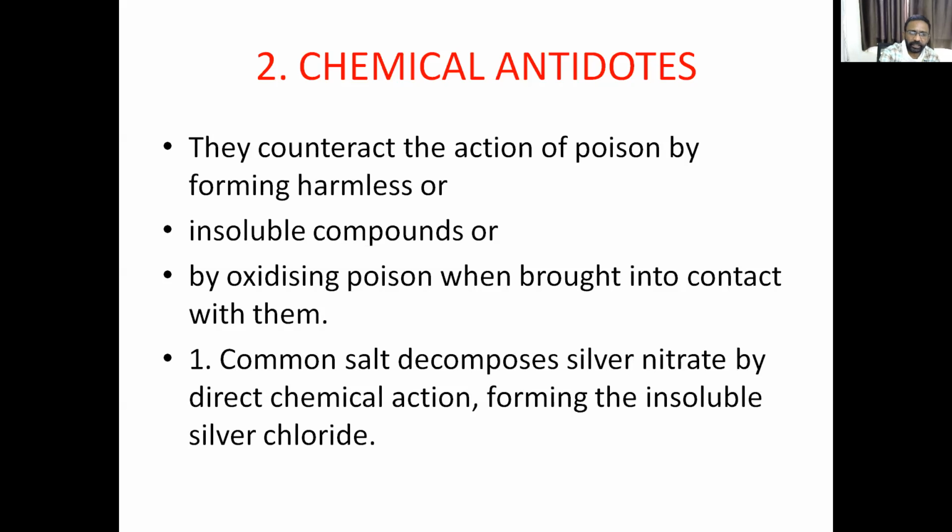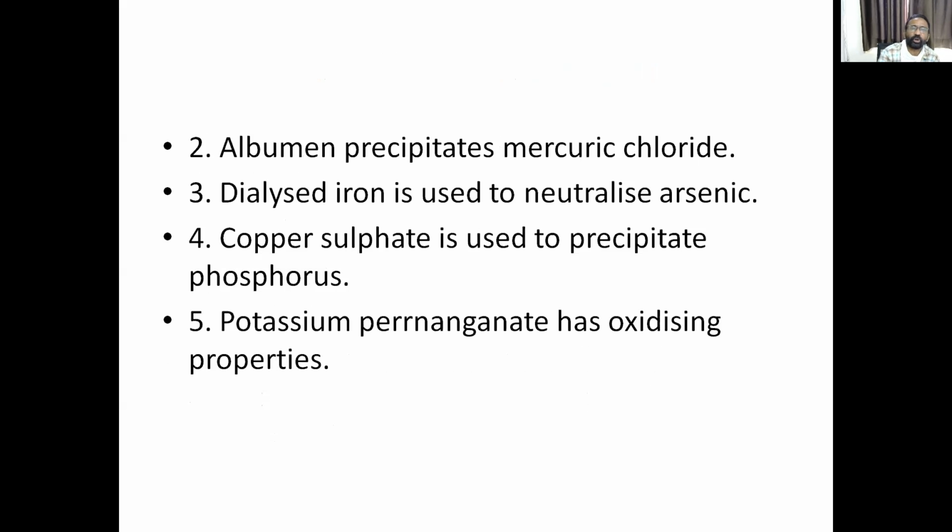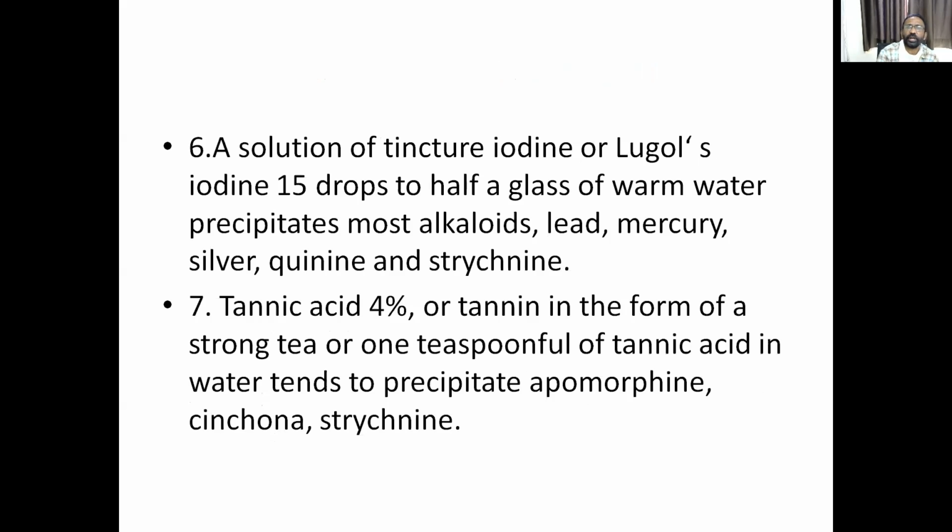Common salt, for example, decomposes silver nitrate by direct chemical action, forming the insoluble silver chloride. And albumin precipitates mercury chloride. Dialyzed iron is used to neutralize arsenic. Copper sulfate is used to precipitate phosphorus, and potassium permanganate has oxidizing properties. Tincture of iodine or Lugol's iodine, 15 drops, precipitates most alkaloids like lead, mercury, silver, quinine. Tannic acid 4% or tannin in the form of strong tea or a teaspoonful of tannic acid in water tends to precipitate aminophylline, cinchona, strychnine. Like that, the chemical action of the antidotes will reduce the toxic effect of the poisonous substance.